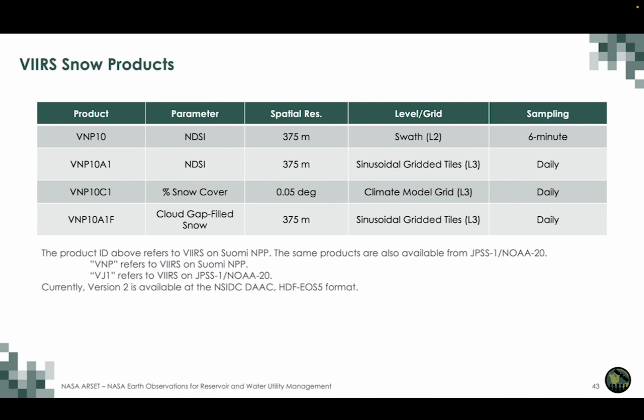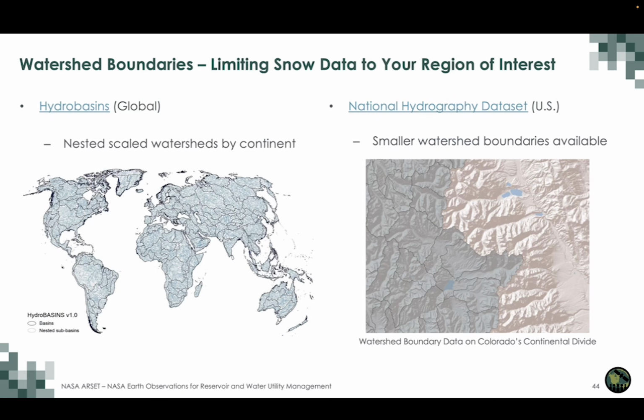When pulling this data, the file prefix tells you which satellite it came from. VNP indicates data from the Suomi NPP satellite, while VJ1 indicates data from NOAA-20. Both satellites provide the exact same suite of high-quality products. You can access all of these version 2 products directly from the National Snow and Ice Data Center, where they are provided in the standard HDF file format for easy integration into your runoff models and forecasting workflows.